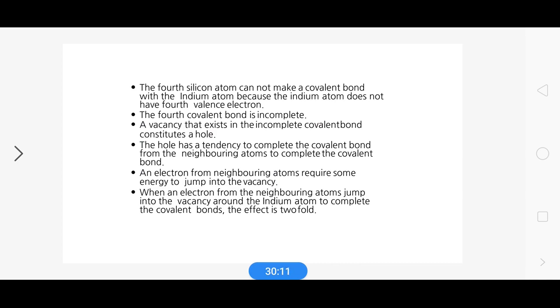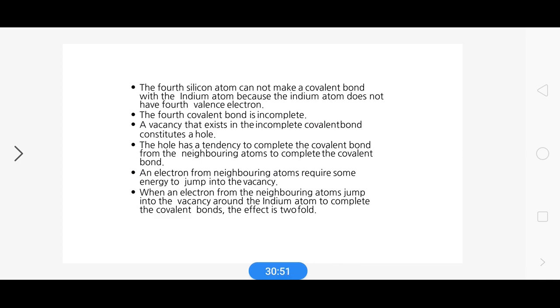So the fourth silicon atom cannot make the covalent bond with the boron or indium atom. I am considering the center impurity atom as indium. So the parent atoms, that is the silicon atoms, cannot make any covalent bond with the indium atom, because the indium atom does not have a fourth valency electron. It has only 3 valency electrons.